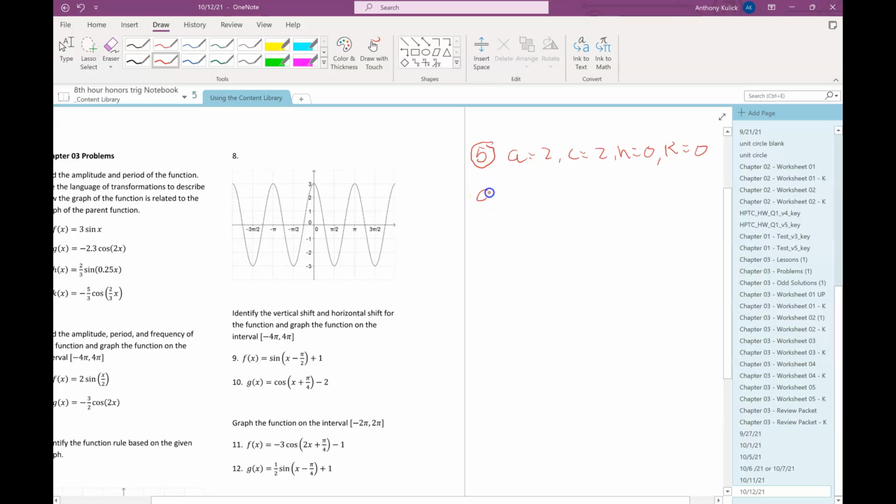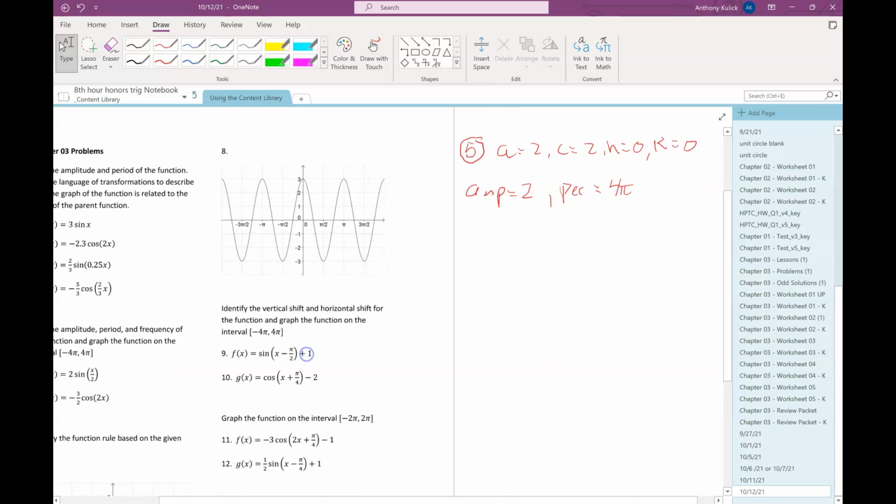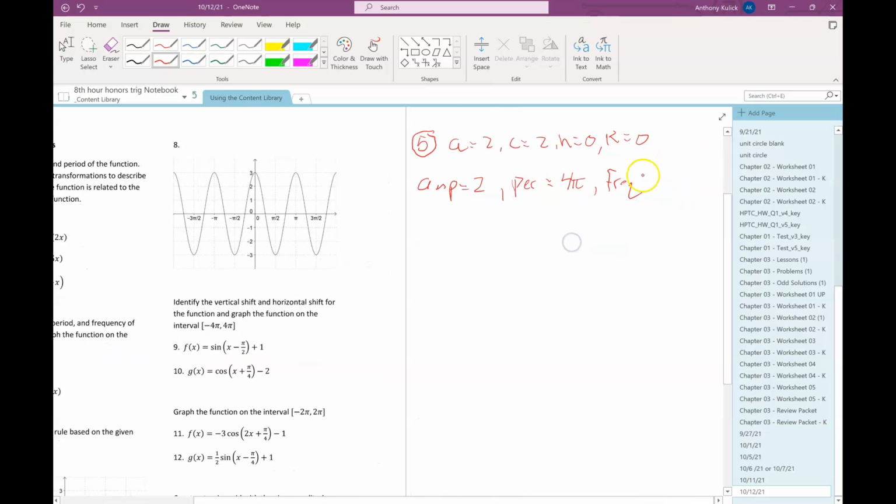All right, the amplitude is the absolute value of A, so that's just 2. The period is 2 pi over the absolute value of C, so that's going to be 4 pi. And the frequency is the reciprocal of the period, so that's 1 over 4 pi. So far, so good.